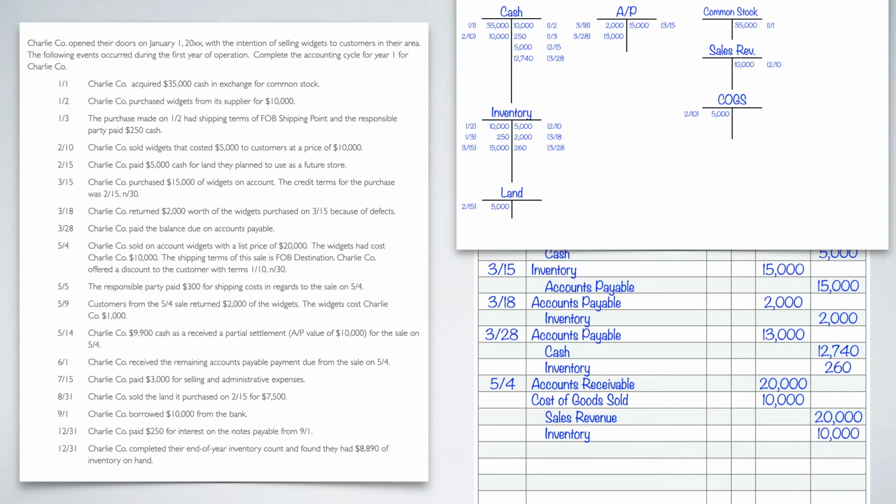It says that the responsible party paid $300 for shipping costs in regards to the sale on 5.4. Well, if we go back up to 5.4, it says that the shipping terms were FOB destination. And FOB destination is the seller's responsibility, and we are the seller in 5.4. So therefore, it is our responsibility. We are the one paying it. So we need to do a journal entry for that.